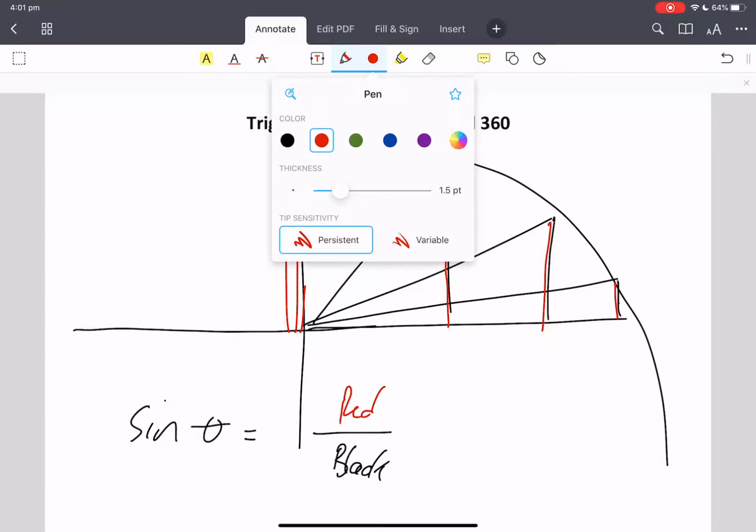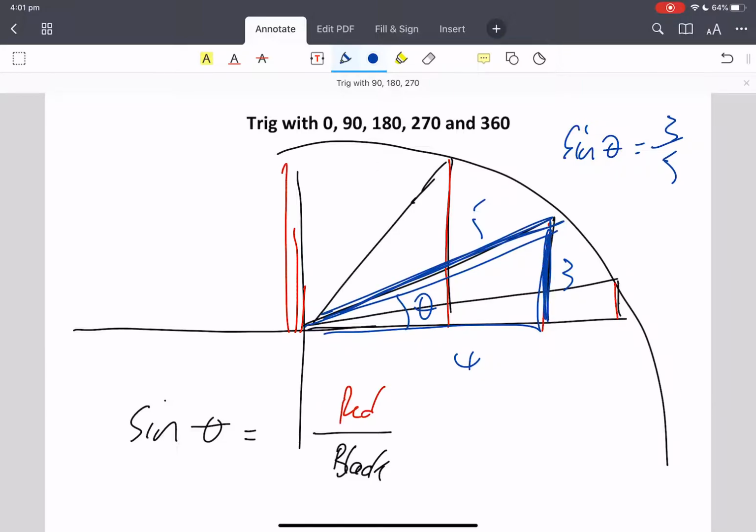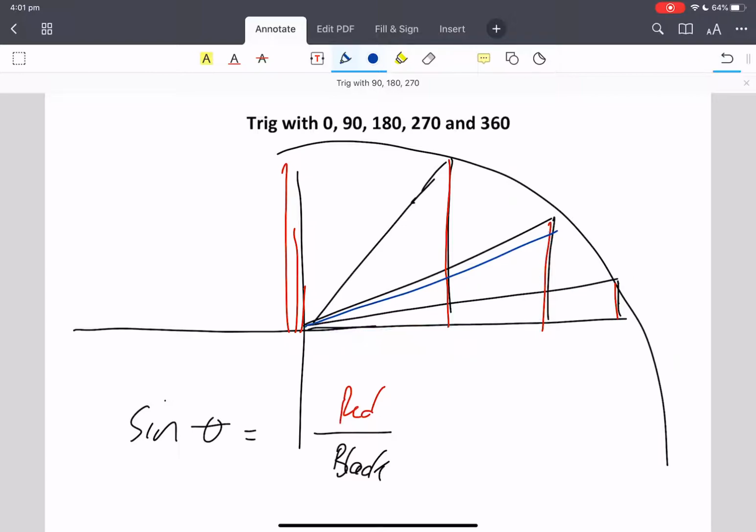So let's just go, if that's 3, 4 and 5, and that's my theta, sine theta will be 3 over 5. 5 is the length of my terminal ray, and 3 is this red line over here. That's what I'm thinking of, and all that's happening is that we're changing our theta to see what's happening as we change our theta. Okay.